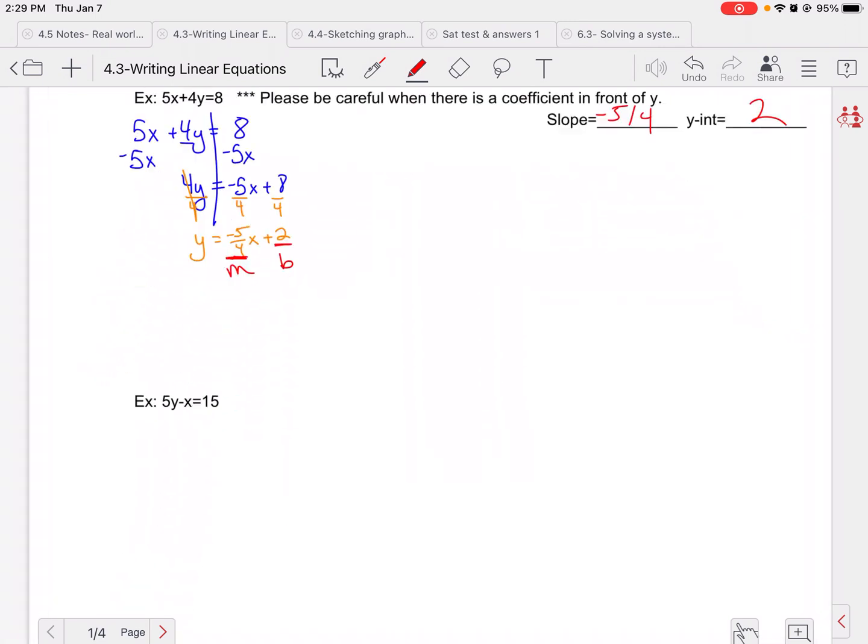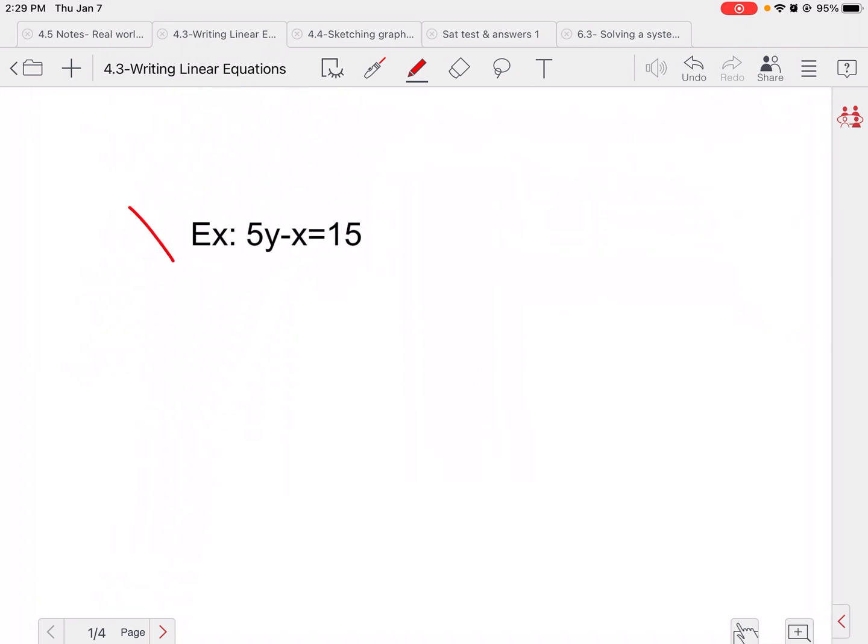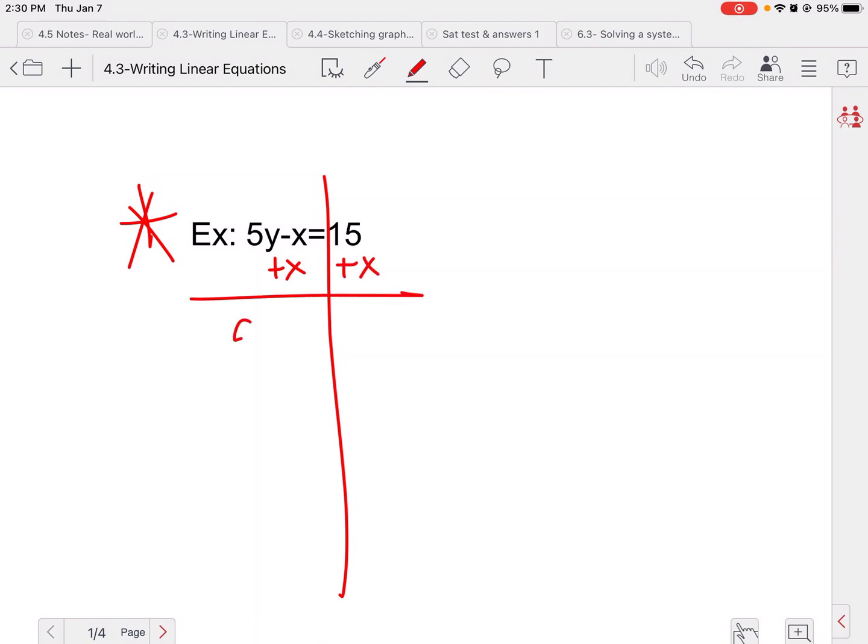Okay? Why don't you go ahead and try this one on your own and see what you get. So again, I'm trying to get y by itself, so the first thing I'm going to do is add x to both sides. So I'm going to get 5y is equal to x plus 15. Again, I like to put the x in front just so that way it's in the right form. And then I see that 5 is stopping me from being by itself, so we're going to divide by 5.